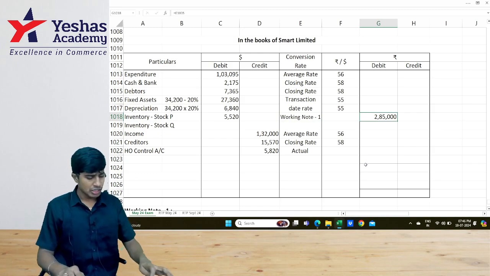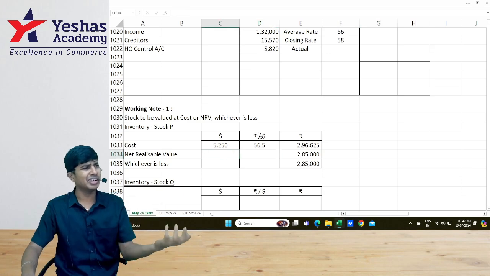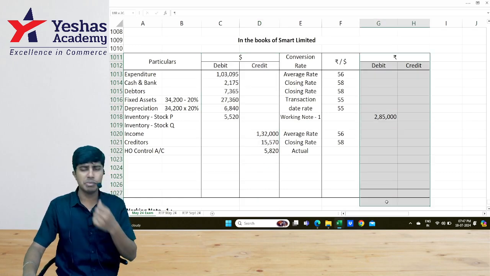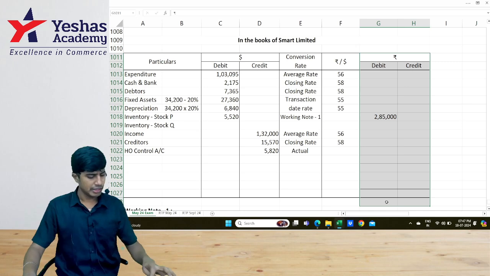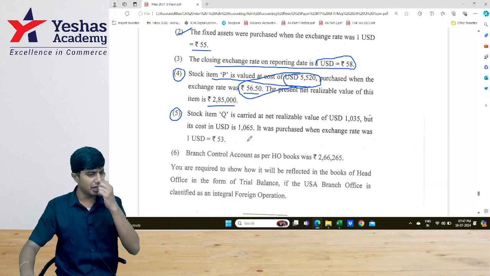Do you understand? Sir, do I have to write the closing rate here and then identify the dollar value and rate? Not required. See, this is not required. This is what we will consider in preparation of financial statements. I hope you understood. Next, a similar adjustment is there for inventory Q.